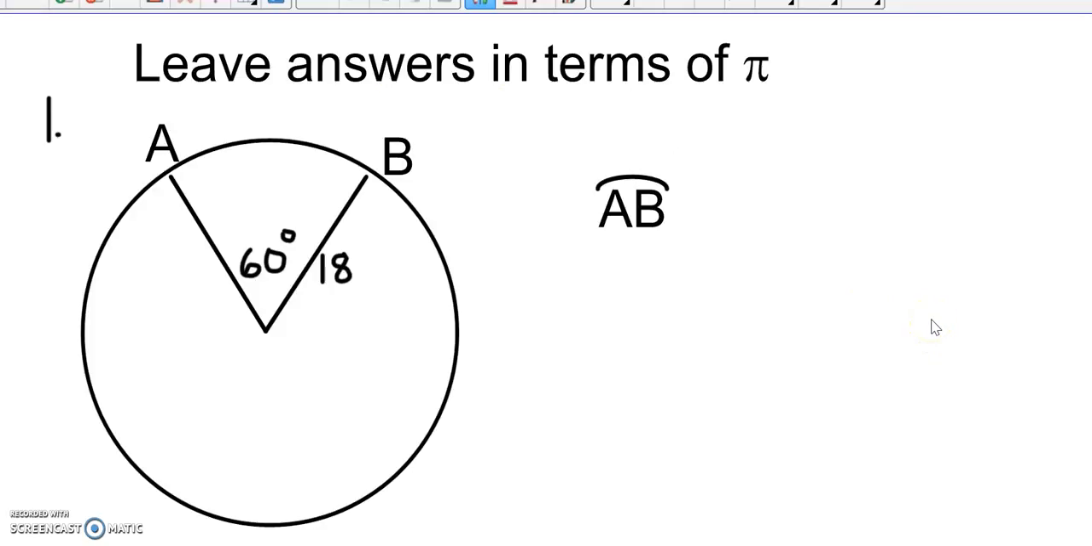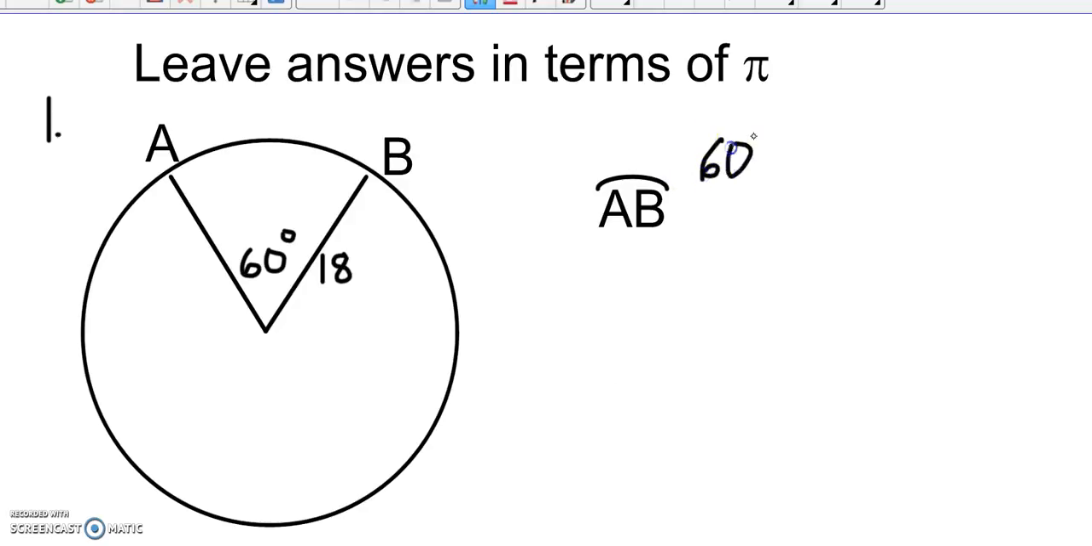We want the length of arc AB. And notice there's no little m out here in front. If there were an m, it would just be 60 degrees. It would be asking for a degree measure. But without the m, what this is talking about is the length. Okay, so when we talk about length, we have to think first that we're only talking about a small portion of the circle, 60 degrees out of 360.